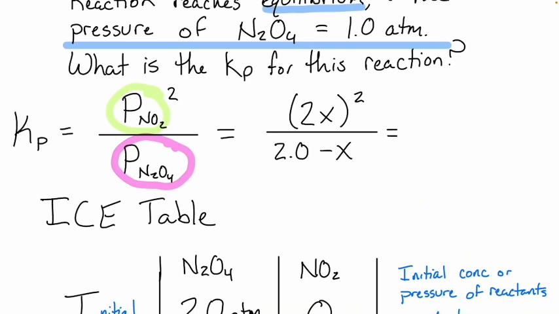Okay, so I'm going to go in and substitute x is 1. So 2 times 1 squared over 2 minus 1, 4 over 1, gives me a value of 4 for my equilibrium expression.